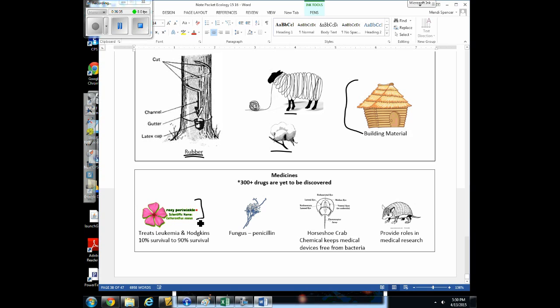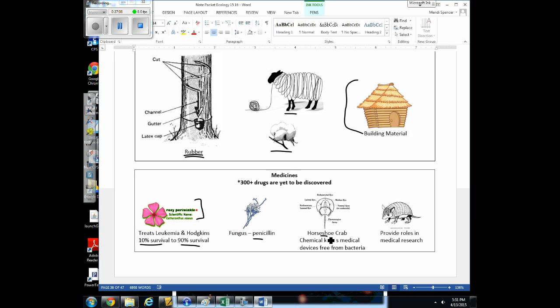This rosy periwinkle has a chemical in it that we isolated, and we use it to treat leukemia and Hodgkin's disease. Before this was discovered, there was a 10% survival rate in this disease, and now we're up to a 90% survival rate. Penicillin comes from a fungus, and we use it to kill bacteria. The horseshoe crab is collected and bled. They're not killed, they're released, but that blood contains a chemical that inhibits bacterial growth. We can use that to keep different medical devices free from bacterial growth.